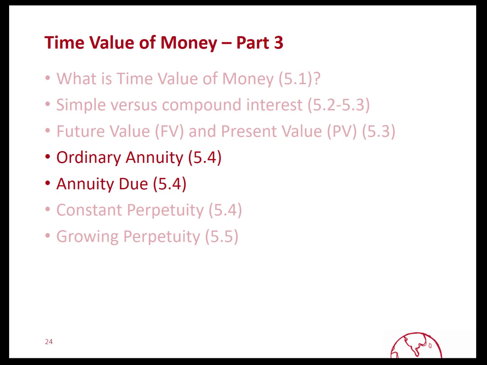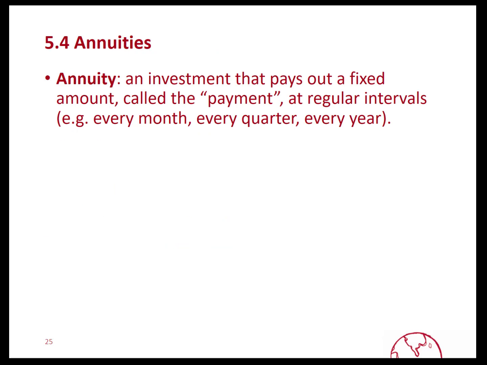We're going to talk about two types of annuities, an ordinary annuity and an annuity due, which are both discussed in section 5.4 of Booth, Cleary, and Rakita. So an annuity is an investment that pays out a fixed amount each period called the payment. And that payment could be coming on a monthly, quarterly, or annual basis. The key is that the amount is fixed.